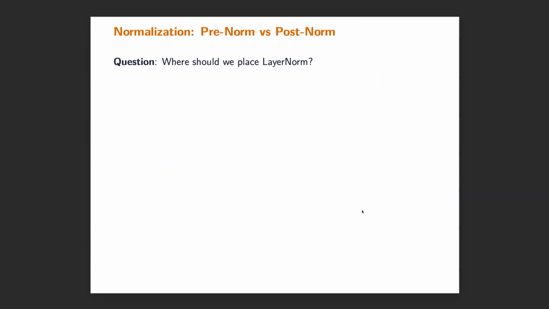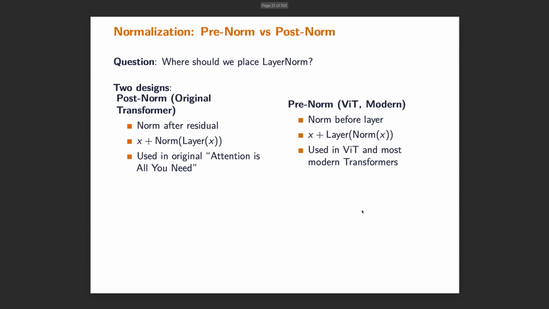Another important distinction from the original transformer is where to place the layer norm. And if you remember, the original transformer has the norm after the residual. Here in the ViT and other modern architectures, we have the layer norm before the layer.